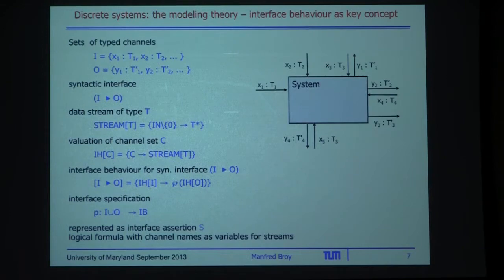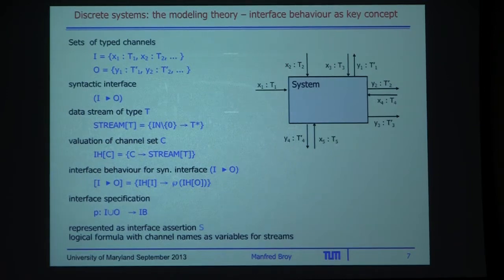Now, on this slide, I will first of all give you the idea of the interface technique we are using. So this is interface behavior as a key concept. Again, we talk about discrete systems. And here you have the system, you have the boundary of the system, and the syntactic interface is given by channels. Each channel has a name and a type.